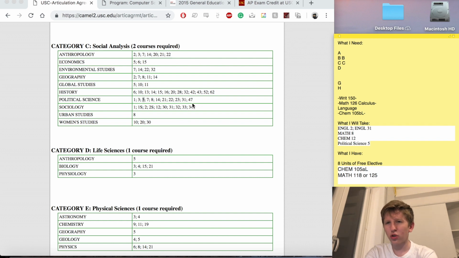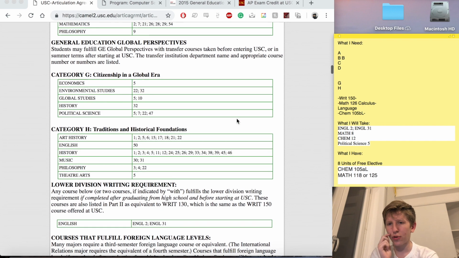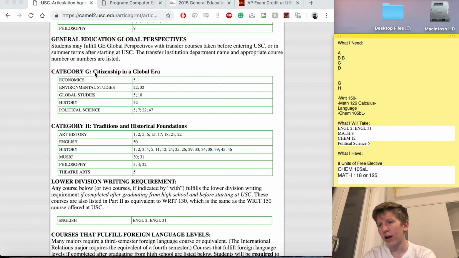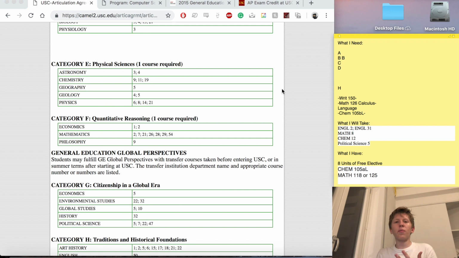And I know that counts for social category C, so I can delete 1 category C. Remember, I need 2 of those, and I also need 2 category Bs. And then I can also delete a category G because it counts for both. It sounds weird, but trust me, that's how it works. So now I have room for 1 more class, and I'm gonna wanna do another one that doubles up just to maximize efficiency so that I will have the least amount of courses left when I actually get to USC.